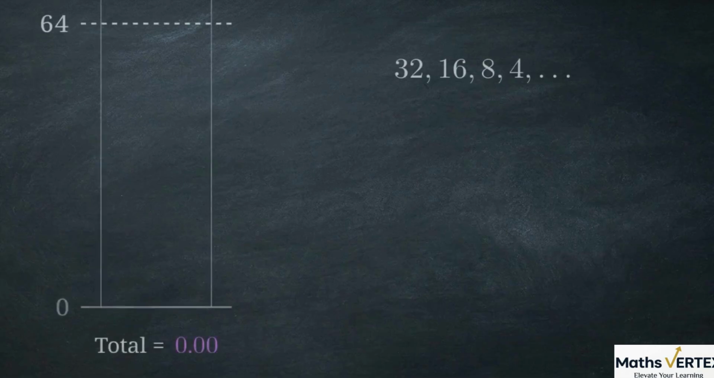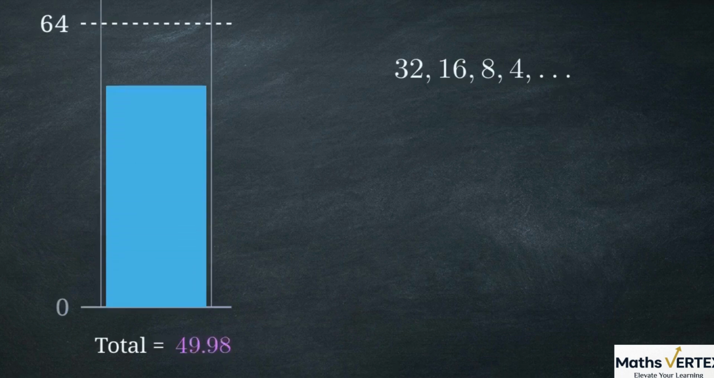Return to the sequence 32, 16, 8, and 4. We know the first 6 terms sum to 63. If we add the 7th, we hit 63.5. The 8th brings us to 63.75. By the time we reach the 100th or 1,000,000th term, the numbers we are adding are so small they lose their impact on the total. They converge on the 64 ceiling but never cross it.